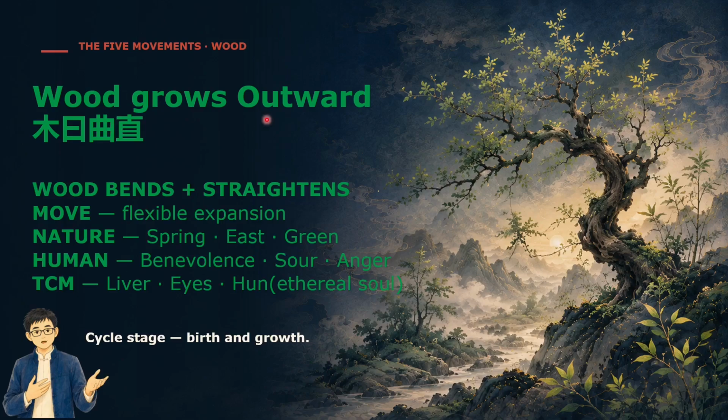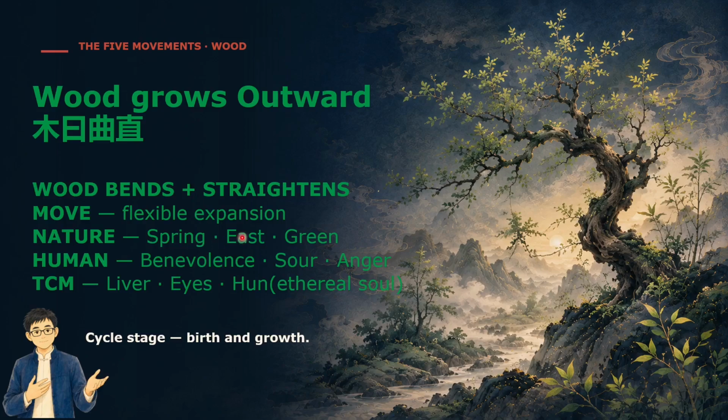Wood bends and strengthens. A tree can grow upward, but it can also bend around obstacles. So wood represents flexibility, adaptability, and the power of life to grow freely. Its movement expands outward in every direction, like a great tree expanding its trunk, branches, and roots, or grass and flowers spreading across the ground.